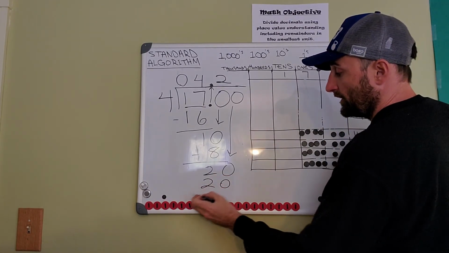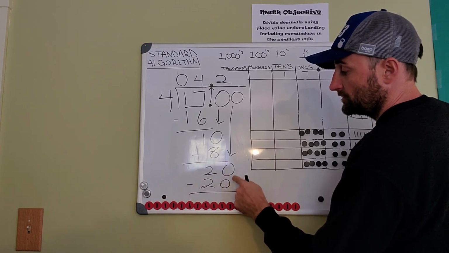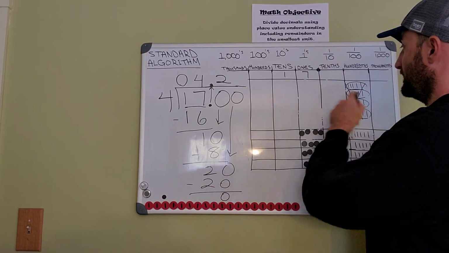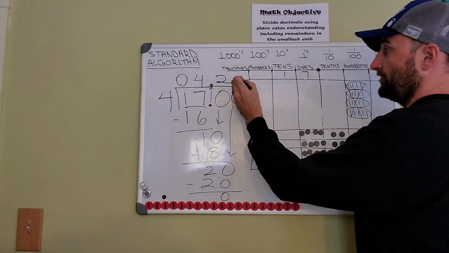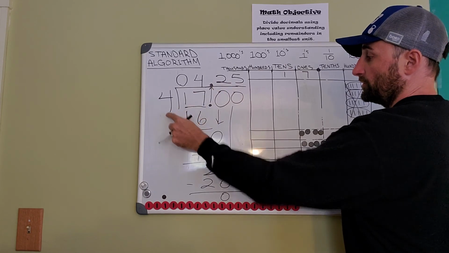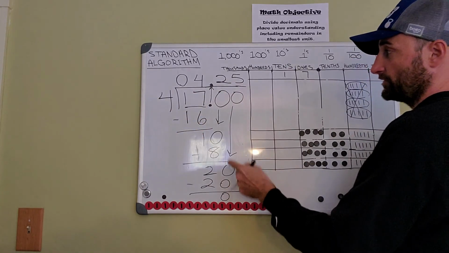I'm taking the 20 hundredths I had away from the 20 hundredths I have, leaving me with nothing. How many groups? How many were in each group? 5. 5 hundredths times 4 groups is 20 hundredths. I used all of them.